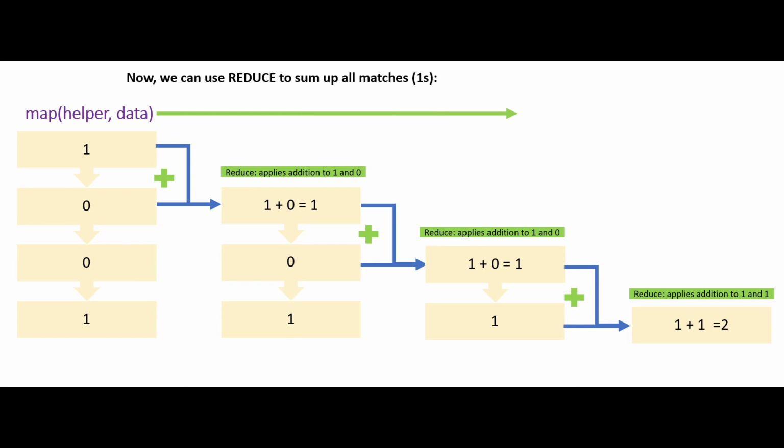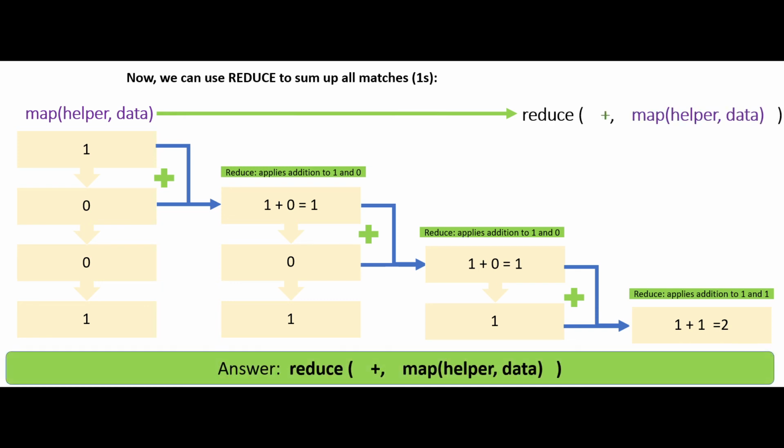So with the linked list that we were given, in order to calculate the count of matching strings, matching in terms of being a match to a target, we mapped our helper function to the linked list data, and then we reduced the resulting list using addition as the first parameter to reduce. The output of the map function, the linked list, became the second parameter to the reduce function.